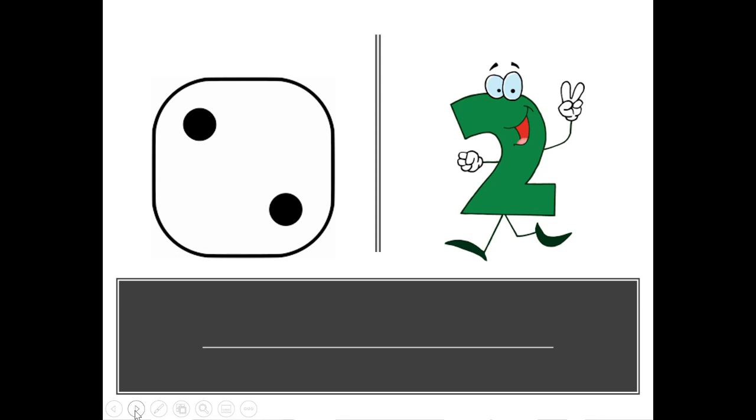Well, I notice in the first picture, I notice a dice with 2 dots. In the second picture, I notice a number 2, and that picture's holding up 2 fingers. So how are these pictures the same or similar? They both? Well, they both show the number 2. So you need to write 2, T-W-O, for number 1. Write 2, T-W-O.